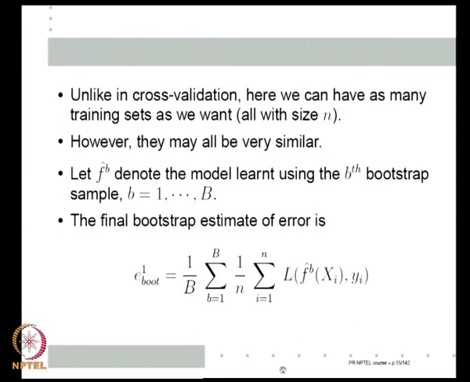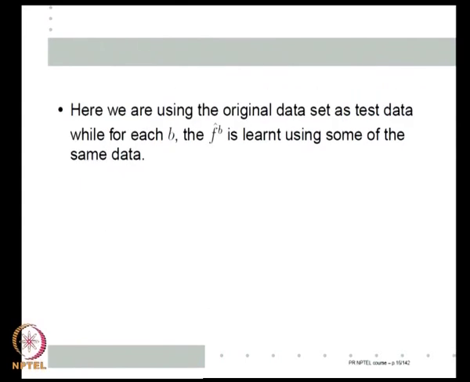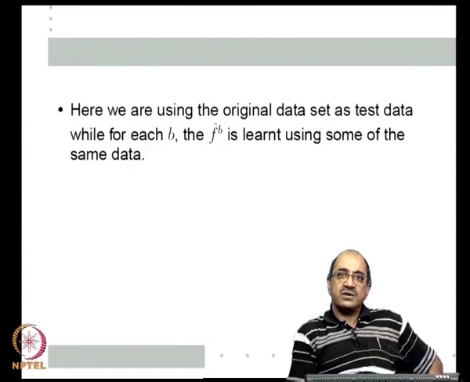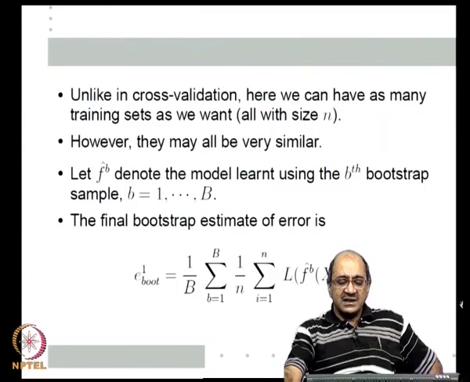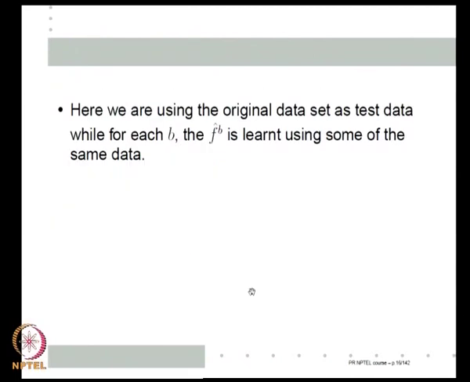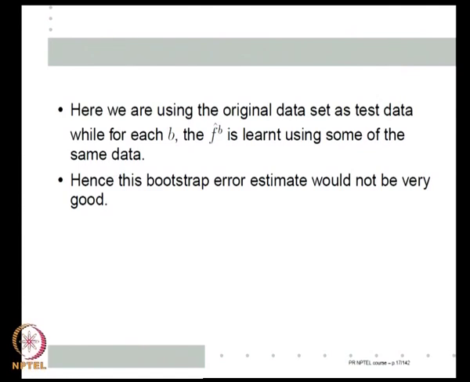See, essentially for each model f b, I am using the entire original data set as a test set, because this is like a test error on the entire original data set, and then I am taking the average of these errors. So, here we are using the original data set as a test data set, so to say, but for learning f hat b, we used some of the same data points, right. So, obviously, because we have used some of the x i, y i for learning f hat b, this error estimate is likely to be poor. As a matter of fact, it can be very poor, right.